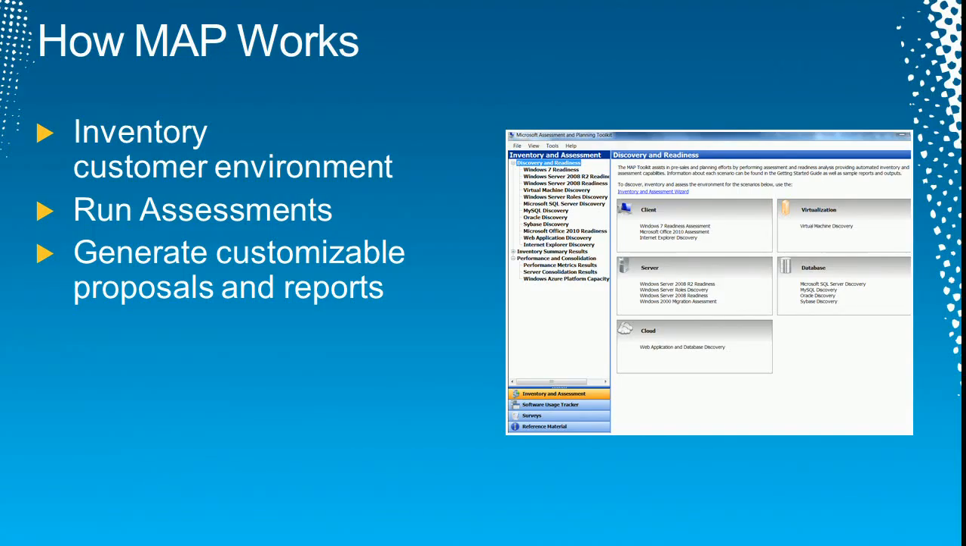Once you go through the first phase, running the inventory, the subsequent phases are very trivial. You will see in a minute how easy it is to run an assessment or generate a report. The second step is you go to the particular area within the tool based on your specific project, and then you run the particular assessment. If you are doing a Windows 7 migration, you would run the Windows 7 assessment. And the third and last step is to generate reports and proposals.